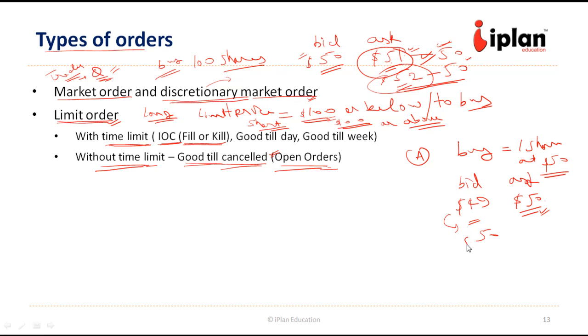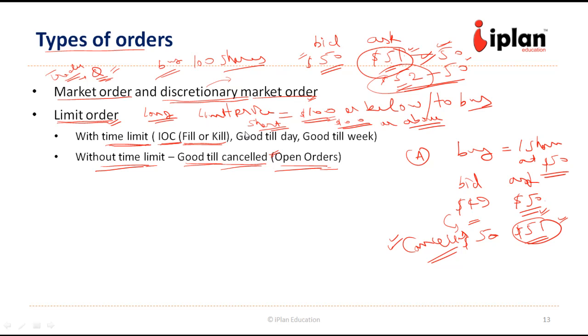But let us take another case. Suppose it is 50-51. So he will be able to buy only at 51. The price is not available, so it will be immediately cancelled. It will not wait for the price to change in its favor. It will immediately cancel the order. In certain kinds of pure arbitrage situations, we send immediate or cancel kind of order.